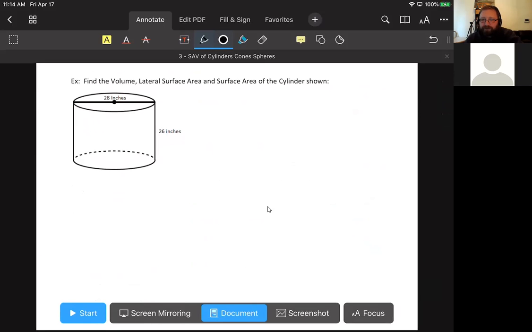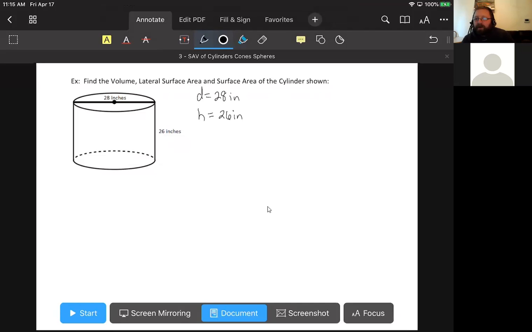Okay, now there's a little bit of a trick to this, and that is that they did not give us the radius. They gave us the diameter. They told us two things here in this picture. They told us that the diameter is 28 inches, and that the height of the cylinder is 26 inches. Now, in order to do these equations, we need to know the radius, not the diameter.